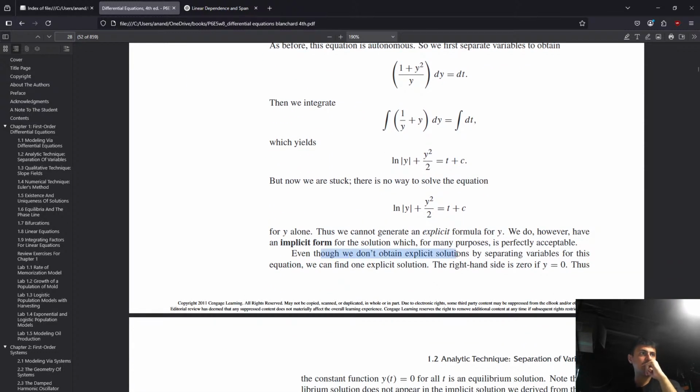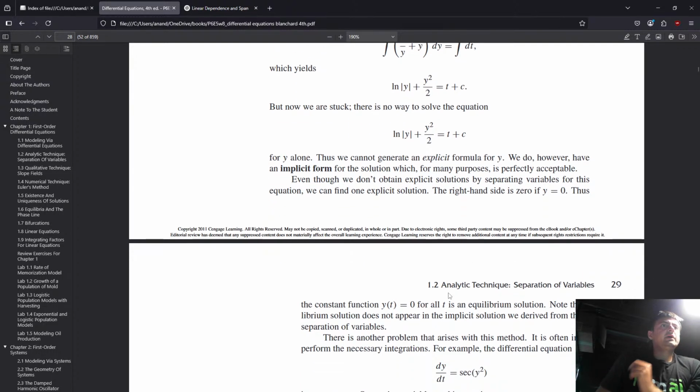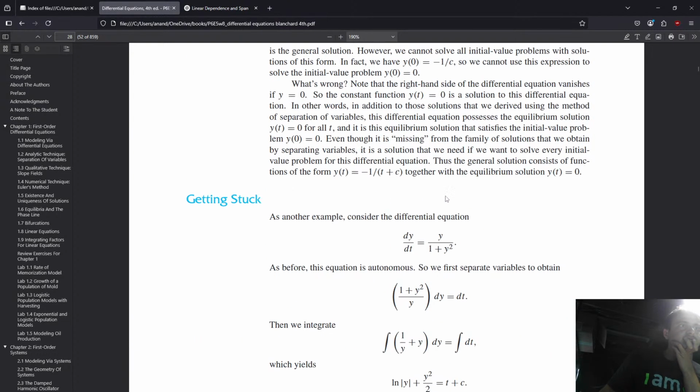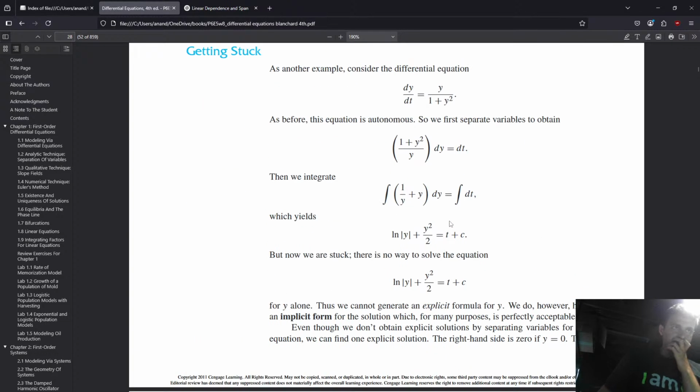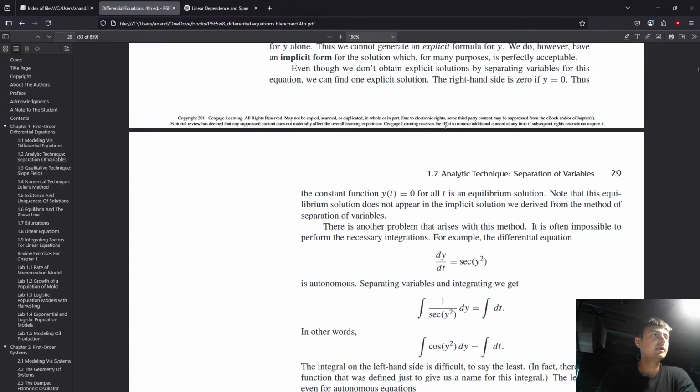Even then, we didn't obtain explicit solutions by separating variables for this equation. We can find one solution if y equals 0. Yeah, that's true. So we do have the constant function. So again, because it doesn't appear in our implicit general solution, we still need to include that elsewhere.